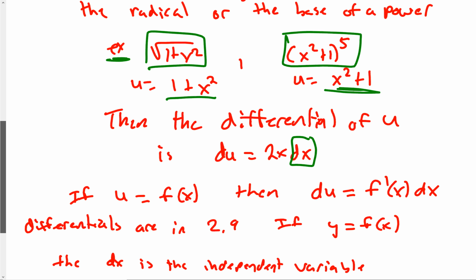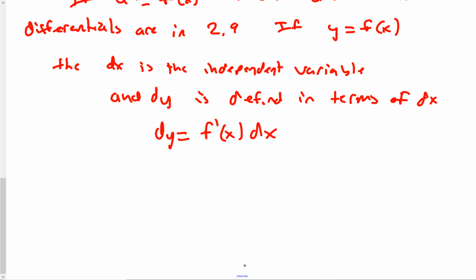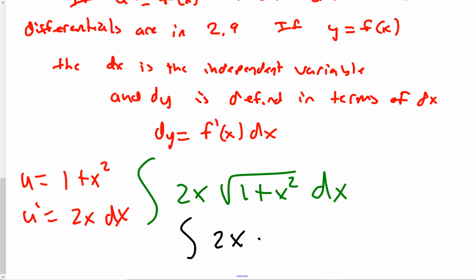I mean, I can finish this one for you. So if we let that, let's go ahead and just do that one. So this is the integral of 2x square root of 1 plus x squared dx. And this is the indefinite integral, right? So I'm going to let u equal 1 plus x squared because the derivative of that is just 2x dx. And then I'm going to plug in my u. So the integral of 2x square root of u dx.